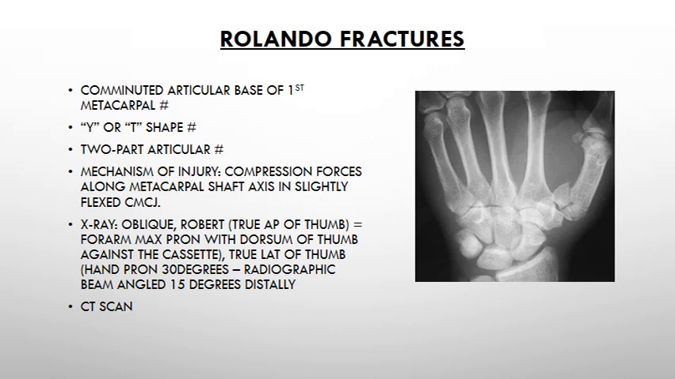The x-rays we'll need to diagnose this fracture are an oblique view and a Roberts view. A Roberts view is a true AP of the thumb with the forearm in maximal pronation, with the dorsum of the thumb against the cassette of the x-ray machine. Then a true lateral of the thumb is needed with the hand pronated to 30 degrees, and the radiographic beam is then angled 15 degrees distally. This is to capture that very specific T and Y shape of this fracture to diagnose. A CT scan may be asked for operative planning just to look at the different segments of the fracture.